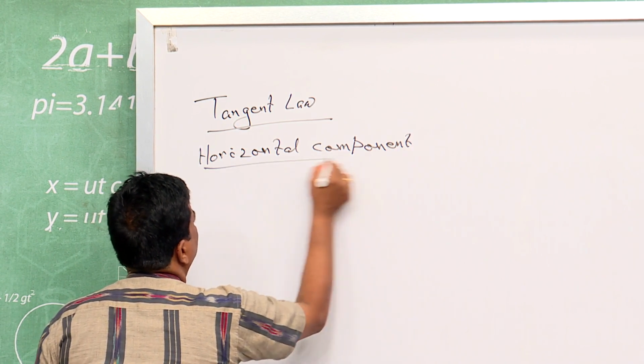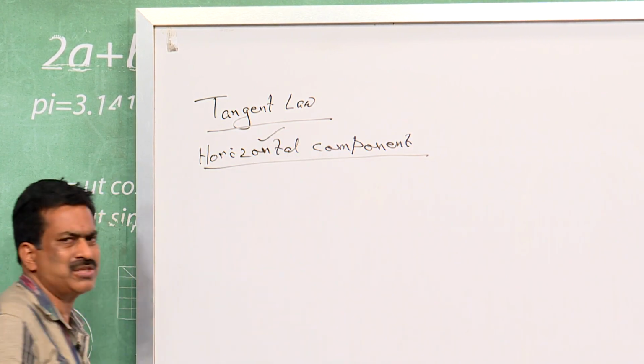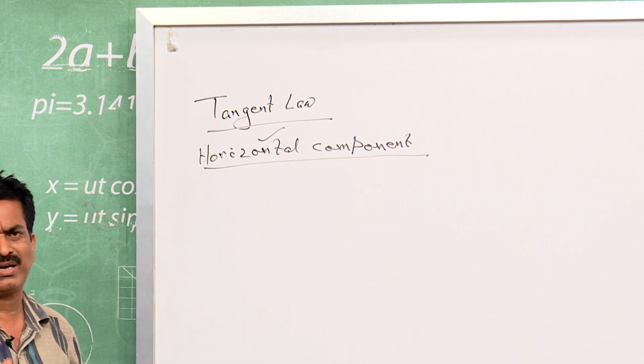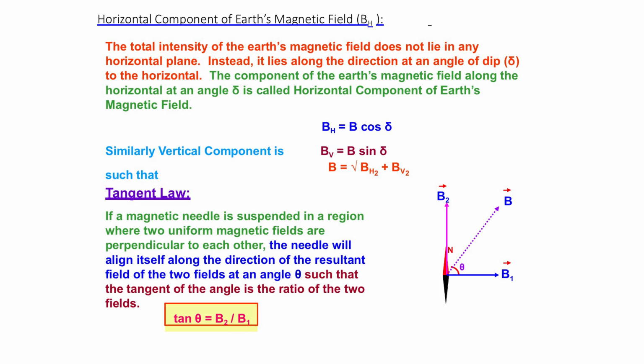Horizontal component. So, horizontal means with the horizon, component means one of its parts. As you know in scalar and vector, the components of a vector, if it is in a plane, it has two components, one horizontal and one vertical. If it is in space, it has three components, one along each of the three axes. So, now we are going to discuss the horizontal component.